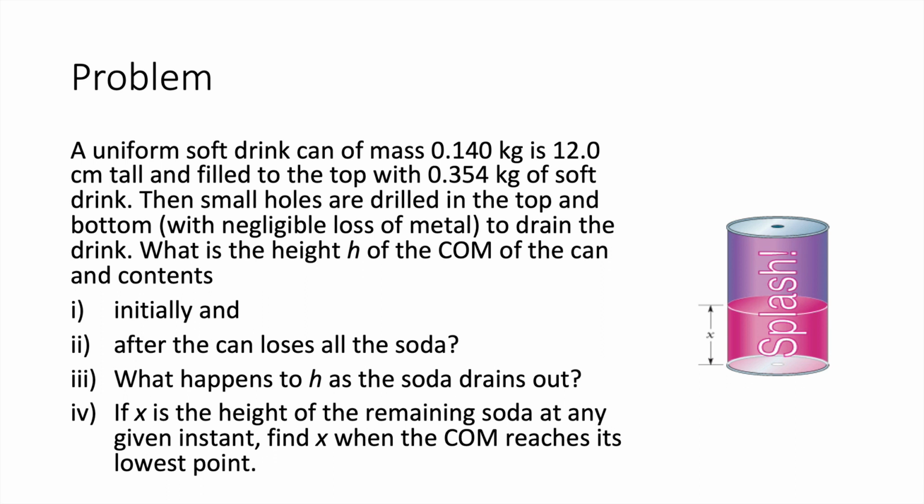A uniform soft drink can of mass 0.140 kilograms is 12.0 centimeters tall and filled to the top with 0.354 kilograms of soft drink. Then small holes are drilled in the top and the bottom with negligible loss of metal to drain the drink. So we need a hole in the top to let the air in so that it can drain out smoothly. What is the height h of the center of mass of the can and the contents? Part 1, initially, and then after the can loses all the soda. And then what happens to h as the soda drains out? And finally, if x is the height of the remaining soda at a given instant, find x when the center of mass reaches its lowest point.